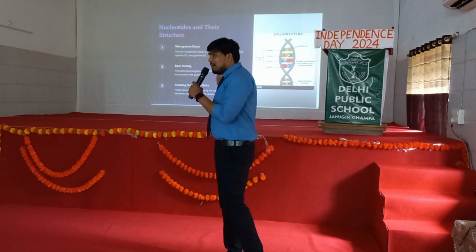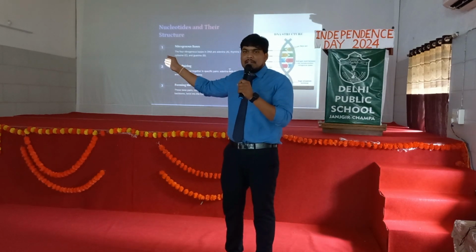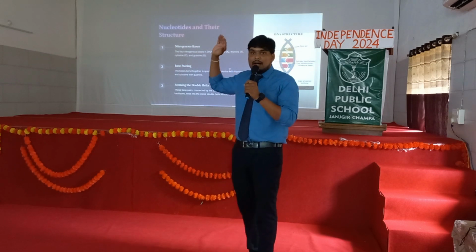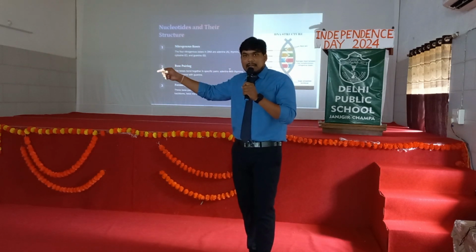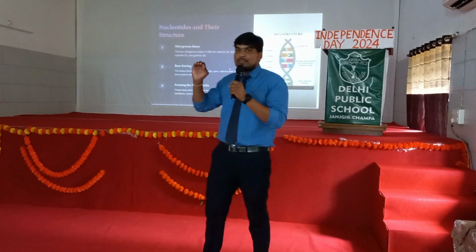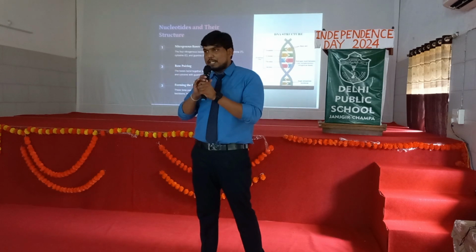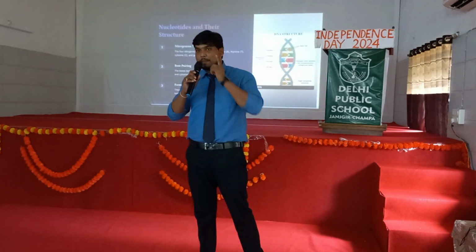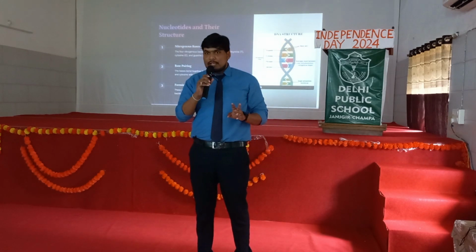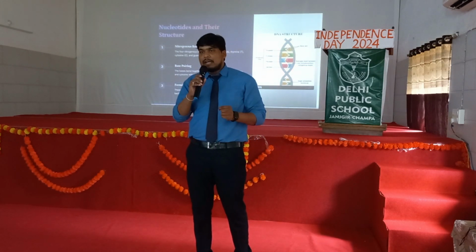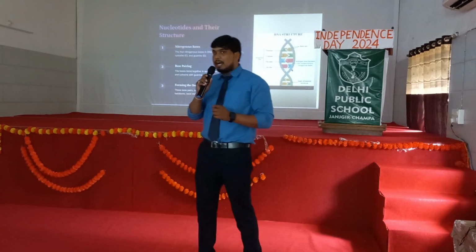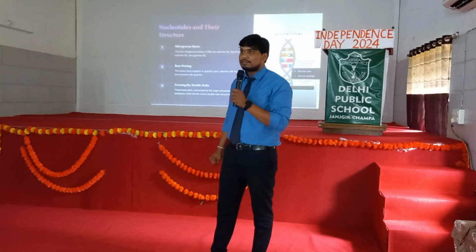So if one strand has adenine, adenine pairs with thymine, and guanine pairs with cytosine. This pairing is called base pairing, and it is very specific. Between adenine and thymine, two hydrogen bonds are there, and guanine and cytosine pair with three hydrogen bonds. Next.